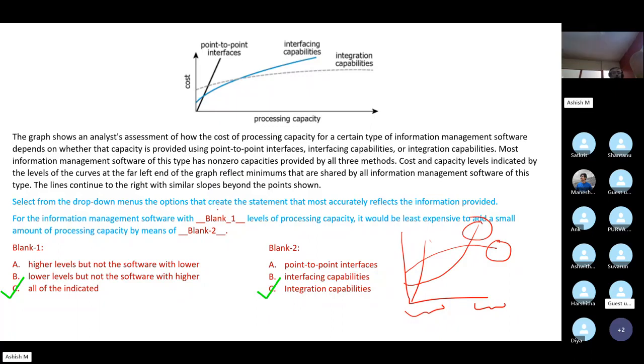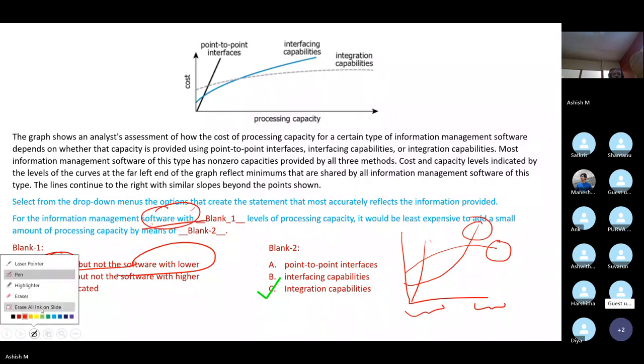What I was asking is, it is written higher levels, but not the software with the lower. That exactly I was not understanding, the meaning. Software with higher levels, but not software with lower levels. We are talking about software only. It's not higher level versus software. Got it, sir. So this software with lower levels, I don't know how it makes sense.